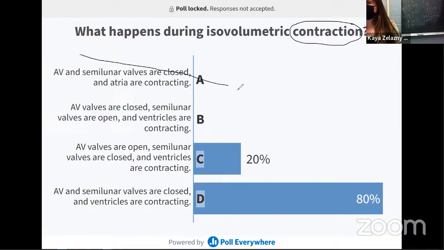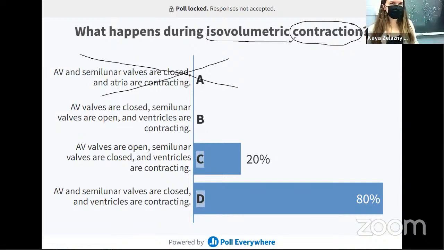So we cross out A, because that had atria contracting. B, C, and D have our ventricles contracting. Next we're going to look at that word isovolumetric. Isovolumetric means we're going to have the same volume in that ventricle, which means we don't have blood escaping yet. In order to stop blood from escaping, it has to be a closed wall. We have to be closed all the way around, otherwise blood is going to get out somewhere.